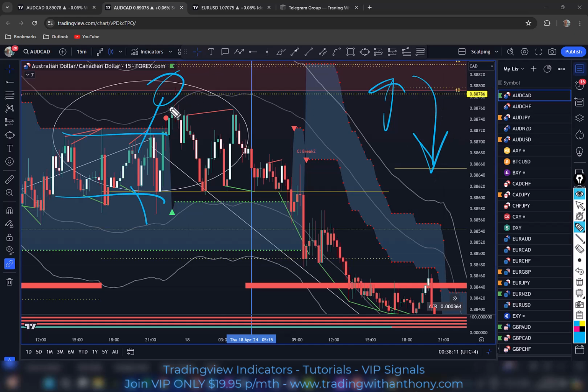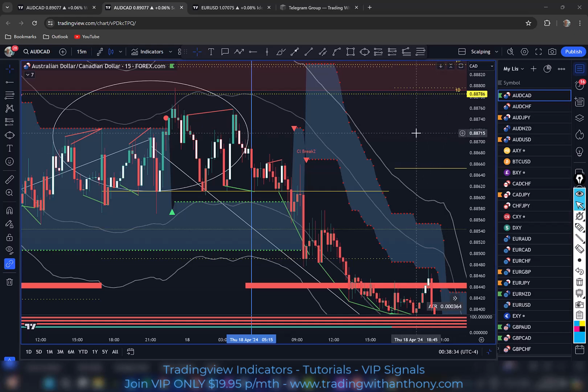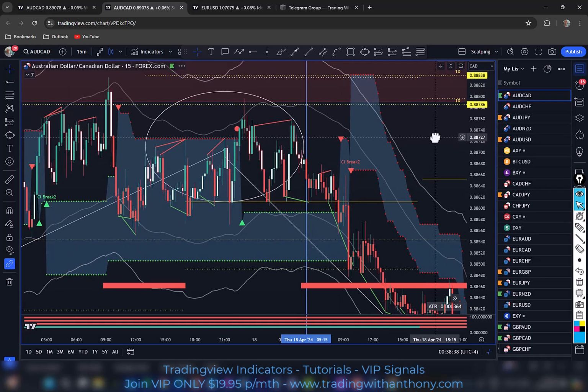Okay, stop run. So we get the dot, and then we get the triangle. There's your break of structure, and there's your entry point. Sell. We've got these indicators backing us up. I'll be doing a lot more videos on this. I'll keep them coming, guys, because it's really quite an amazing strategy.